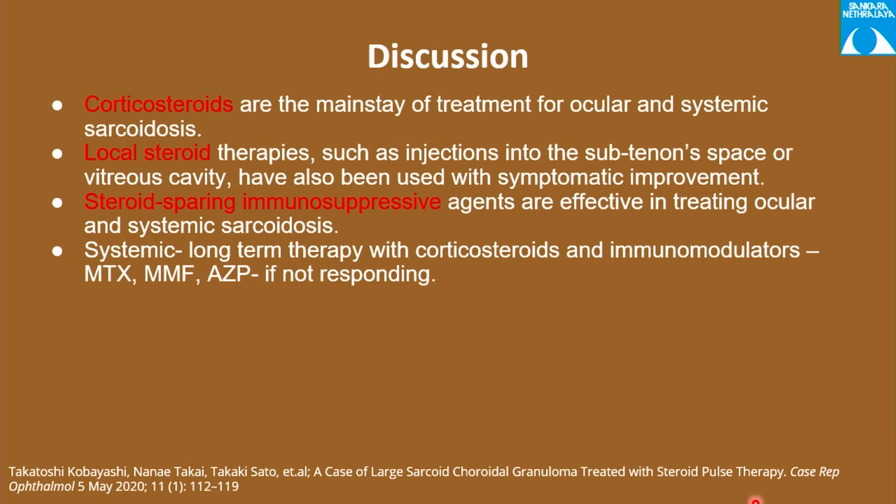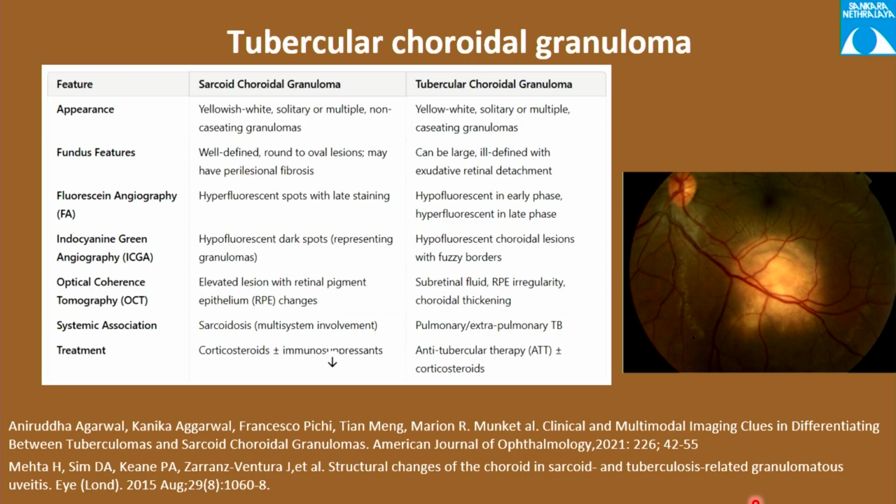Treatment, mostly corticosteroids are the mainstay. Local steroid therapies have been given, like posterior subtenons, and steroid-sparing immunosuppressive agents are also effective in treating. Systemically, if long-term therapy with corticosteroids or immunomodulators is not possible, then you can go for azathioprine, higher doses if they're not responding. The closest differential you come close is tuberculous choroidal granuloma.